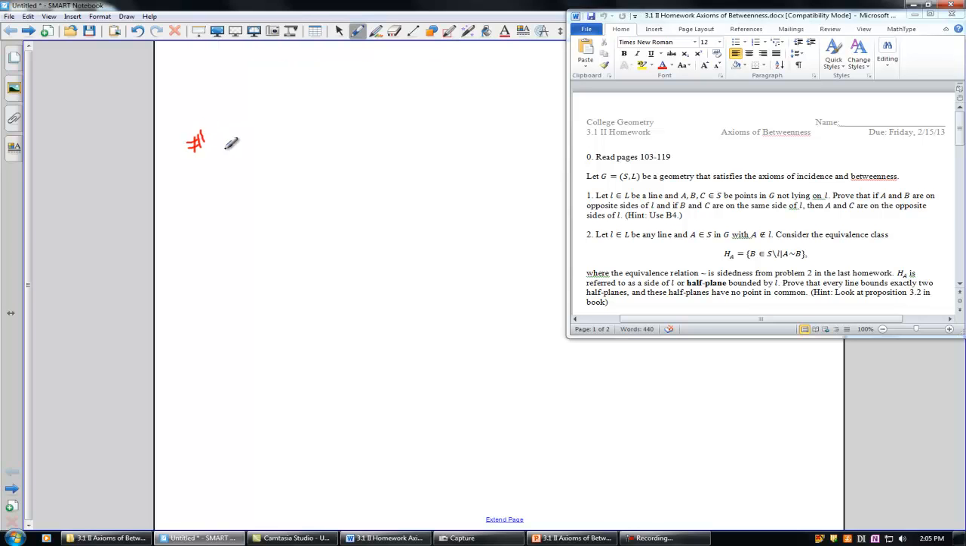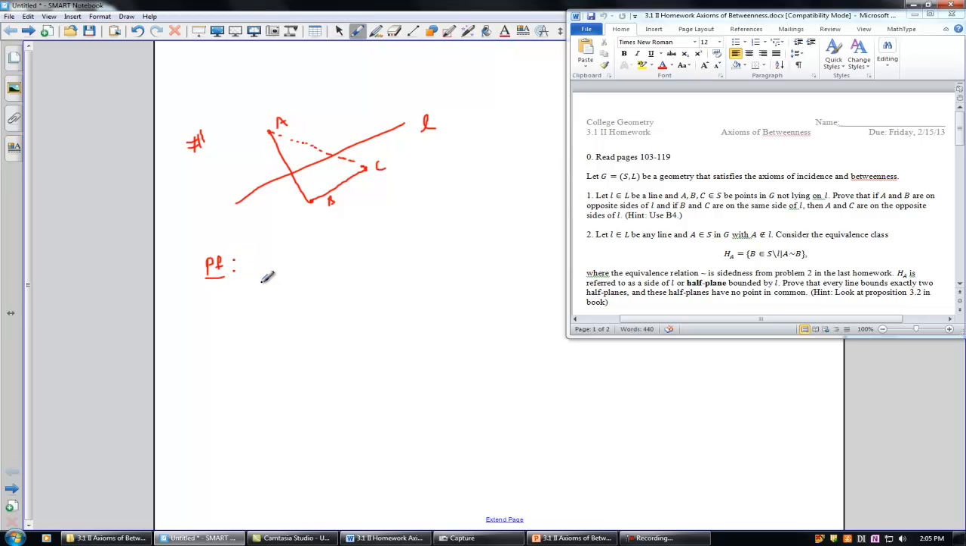So number one, I have a line L, and then I have A, B, and C points that don't lie on L, and I want to prove that if A and B are on opposite sides, so I have A up here, and then I have B down here, and of course they're on opposite sides. And then I have B and C on the same side, right? So C's on the same side. The obvious conclusion is that A and C are on opposite sides, but I want to prove it, and the hint is, use B4.